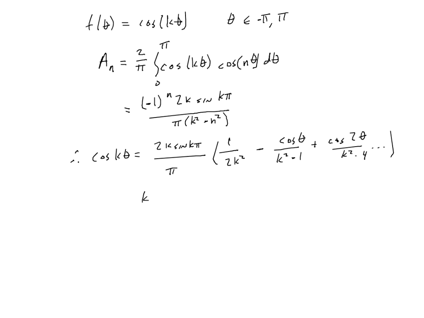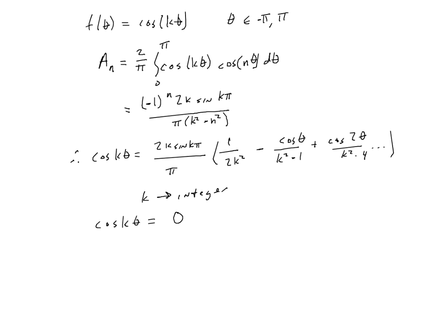And so if you set k equal to an integer, then a neat thing happens, because cosine of k theta would just give you, let's see, if k is an integer, then this first term becomes 0, right?